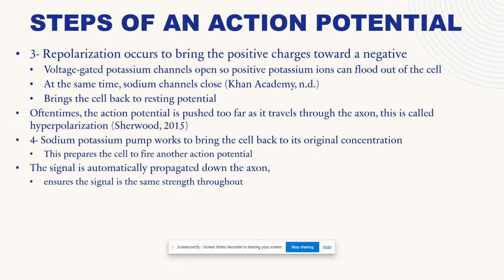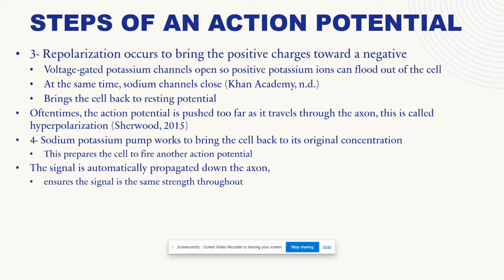So voltage gated sodium channels are open, sodium floods into the cell and makes it positive. It reaches a certain potential until we let the potassium channel open, which lets potassium out. The whole goal is to restore our concentration gradient. However, oftentimes our cell will overdo itself. Too much potassium floods out and the cell becomes too negative, and the action potential is pushed too far. This is called hyperpolarization. In order to restore the resting potential, something called the sodium potassium pump is going to bring the cell back to its original concentration in order to prepare the cell to fire another action potential.